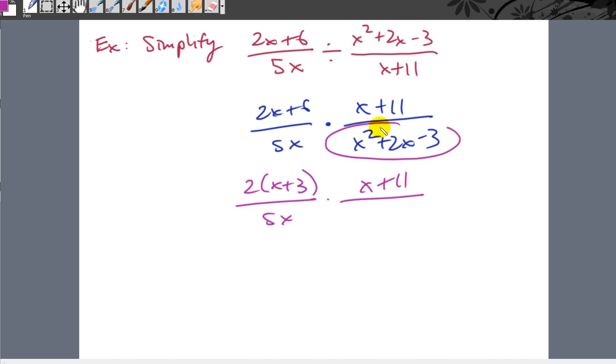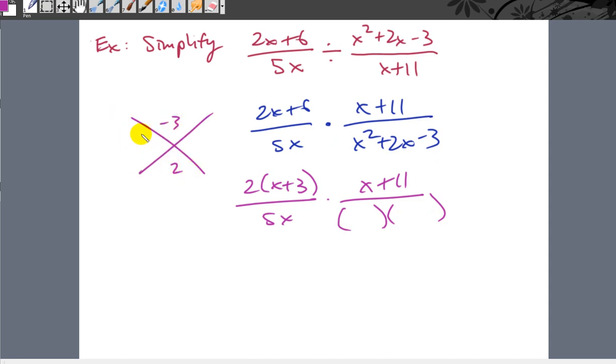And then we need to factor that lovely thing. You need to find two numbers that multiply to negative 3 and add up to 2. I believe that should be 3 and negative 1. 3 times negative 1 is negative 3, and 3 plus negative 1 is 2. Divided by our a term, which is 1. So we have x plus 3, x minus 1.